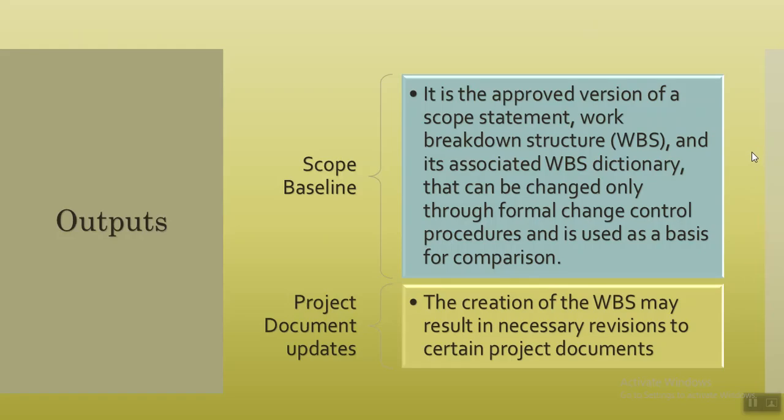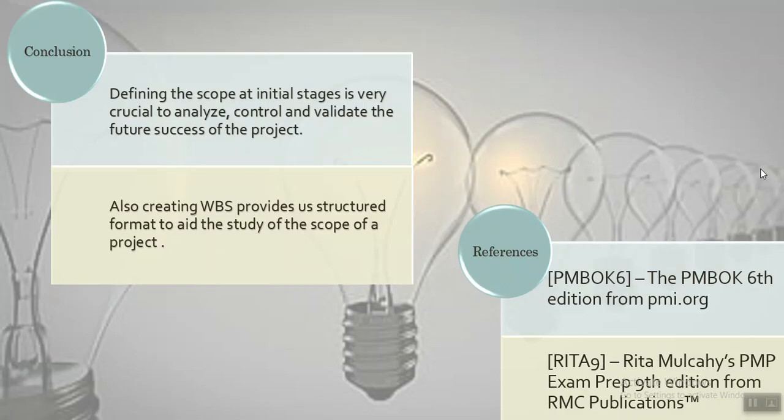The outputs of this process are scope baseline and project document updates. Scope baseline is the approved version of the scope statement, work breakdown structure, and its associated WBS dictionary that can be changed only through formal change control procedures and is used as a basis of comparison. Project document updates, again, when we create a WBS, there are necessary changes which have to be made in other project documents.